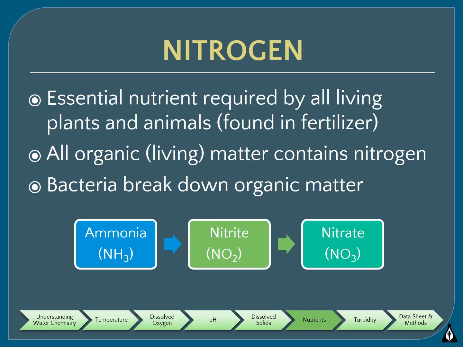Nitrogen is an element that's essential to all living organisms, and all organic matter contains nitrogen in some form. And there are different kinds of bacteria that can break down organic matter. Nitrogen's most stable form is nitrate. So it goes from ammonia to nitrite to nitrate.